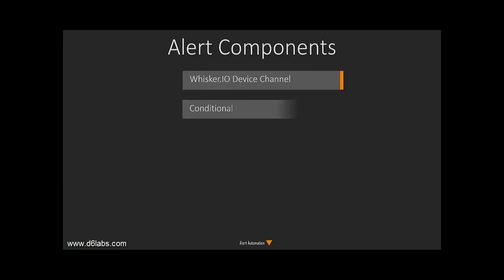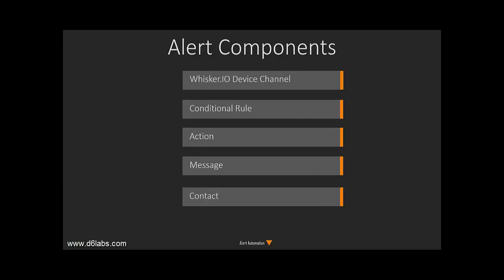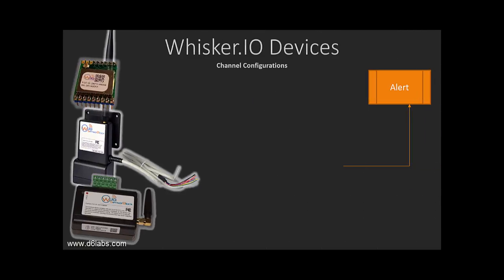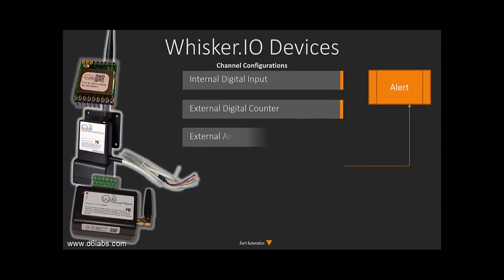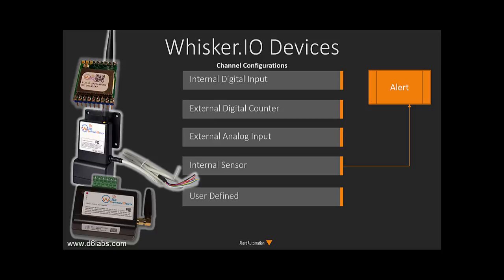An alert is comprised of the following components: a Whisker.io device channel, a conditional rule, an action, a message, and finally, a specified contact. Whisker.io devices can be configured with multiple channels, which represent a variety of digital and analog data. Each alert is connected to one channel, using the data from that channel to determine if an alert condition is met.